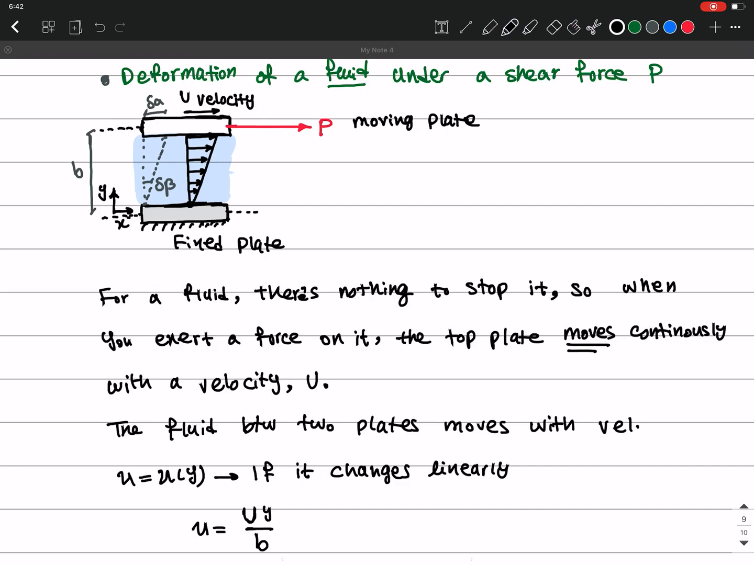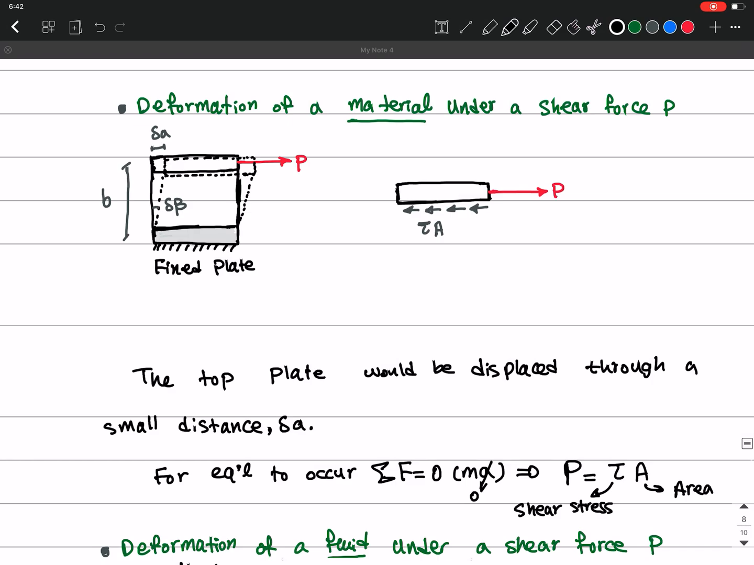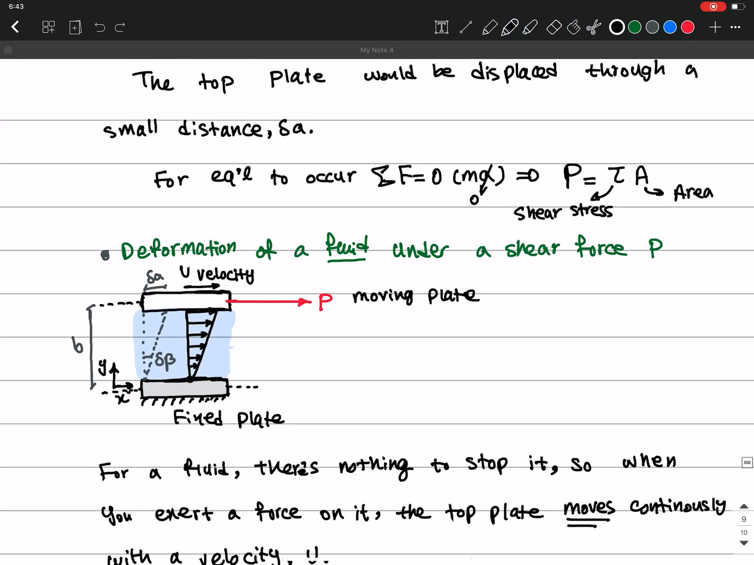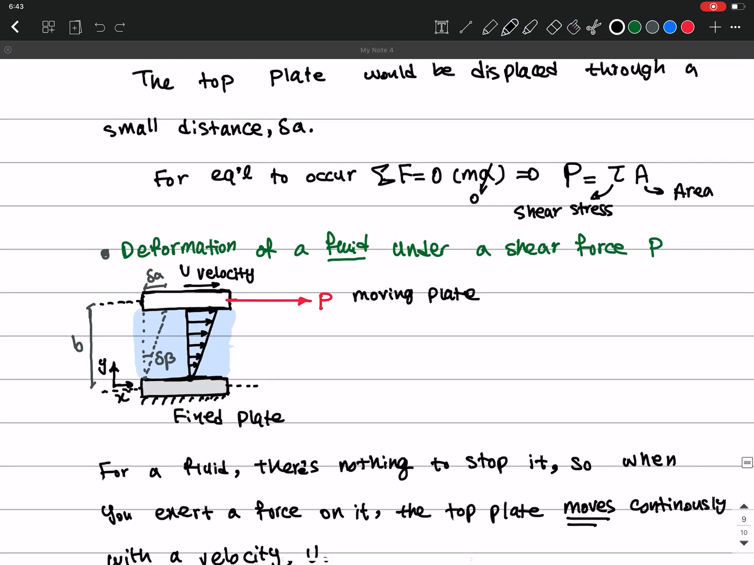Okay, let's get started. If you recall, we talked about the deformation of a material under a shear force P, and we found that the shear stress and the area have this kind of relationship in the material, because for the equilibrium of the forces, for the sigma F to become 0, we need this to occur. And for a fluid, now I want to define something similar to find the shear stress versus the strain rate.